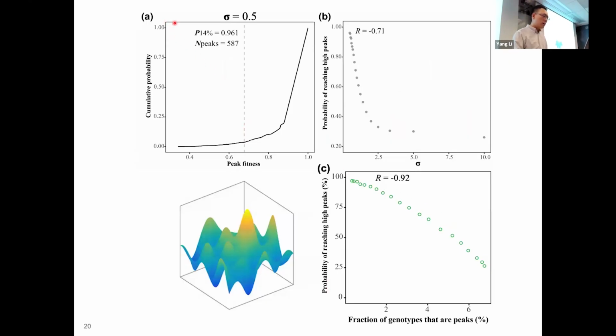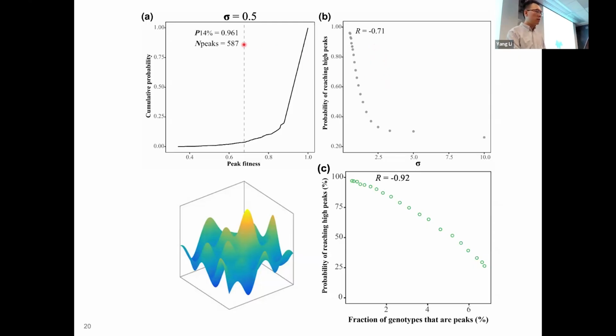So figure A is an example when delta is 0.5, and when delta is 0, there is only one peak. The number of peaks is 1. And we do this correlation for the delta. When delta increases from 0.5 to 10, the probability of reaching a high peak decreases a lot, until 20%. Yes, until 20%. And here the R is minus 0.7.